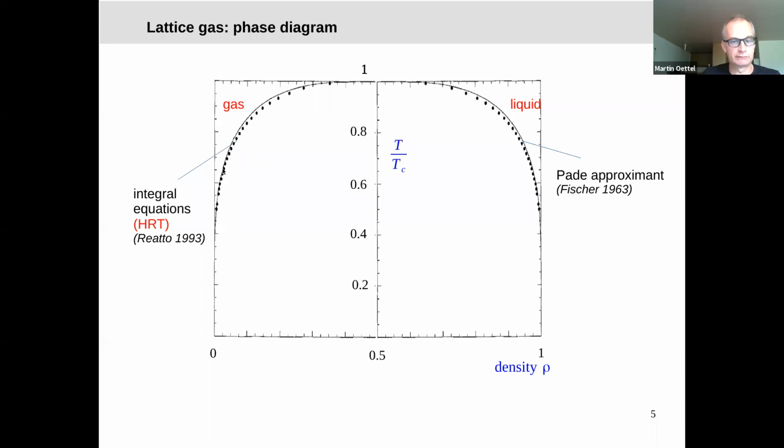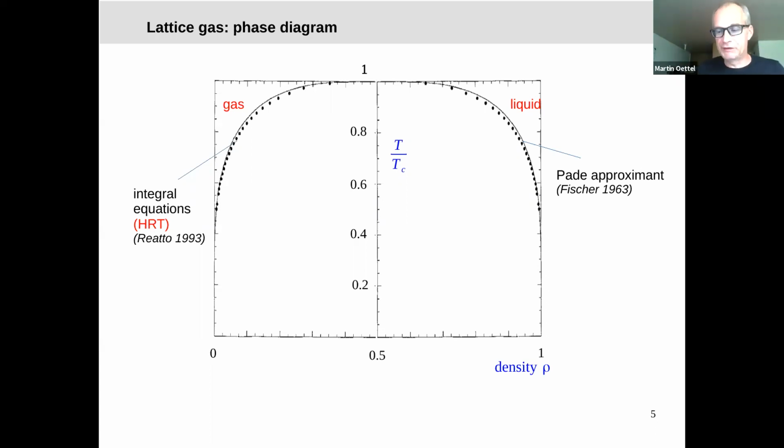We see here the typical 3D critical behavior with these non-mean field exponents, and actually the HRT follows this curve rather correctly. And this is in comparison to an old Padé approximate result from the 60s. So SCOSA is there even better. I think also the critical parameter comes out correctly within, I think, 0.1% or so.